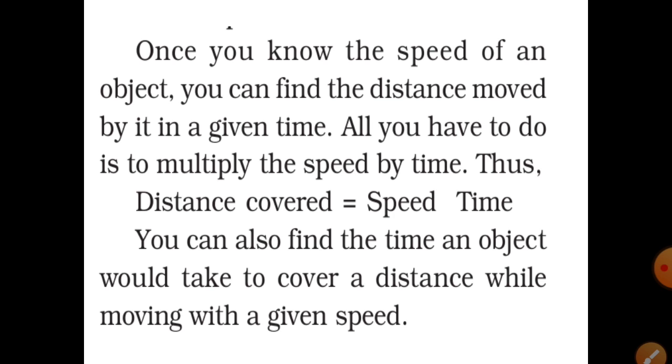Once you know the speed of an object, you can find the distance moved by it in a given time. All you have to do is to multiply the speed by time. Thus distance covered equals speed times time. You can also find the time an object would take to cover a distance while moving with a given speed.